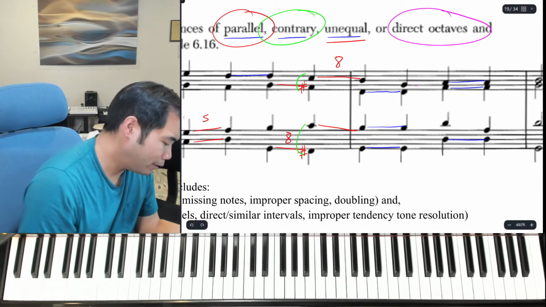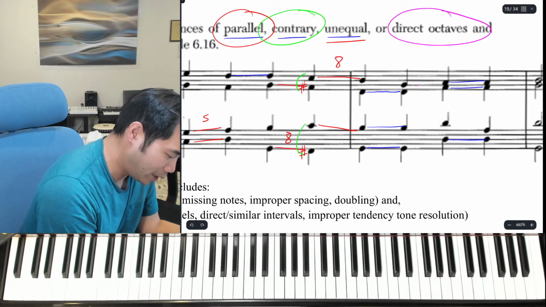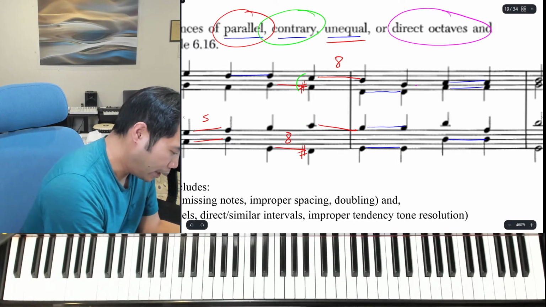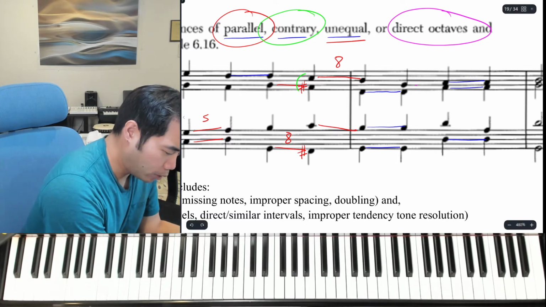So no problem there. We check the bass and the tenor, goes to G and B, that's a third. Well, that's fine. And lastly, we check the F sharp to the soprano. That's not even parallel motion, it's not contrary, similar, so guess what? That's fine too.